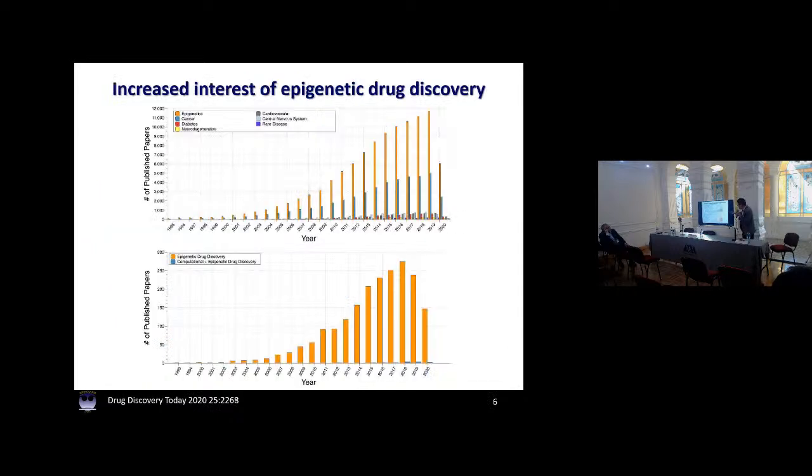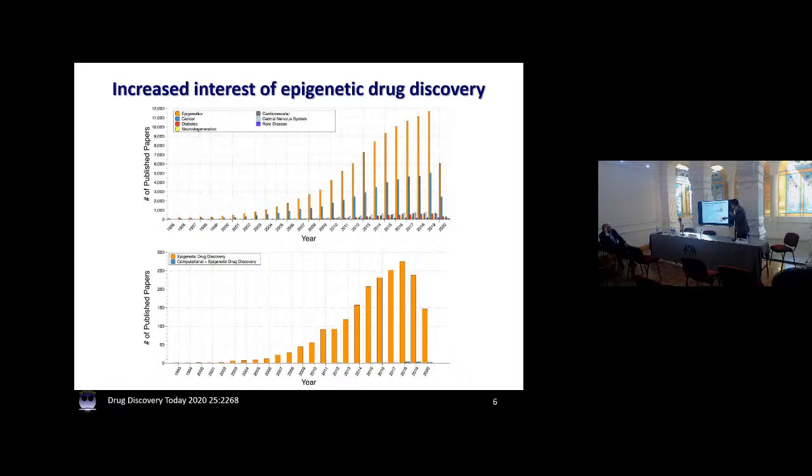Now, over the past few years, at the top chart we can see an increase in the interest of the scientific community in studying epigenetics itself, presented in the orange bars. Also, there is an association between alterations in epigenetic factors and diseases. As I mentioned before, historically the most common is cancer, presented here in light blue. But more recently, there is more and more evidence of other diseases associated with alterations in epigenetics, like diabetes, neurodegenerative diseases, cardiovascular diseases, and others.